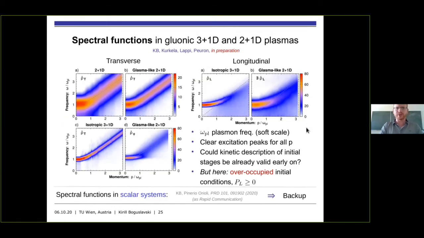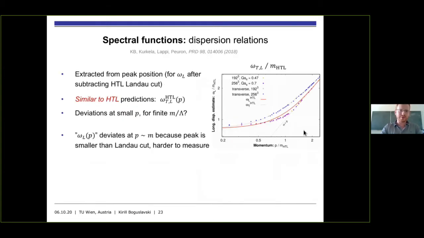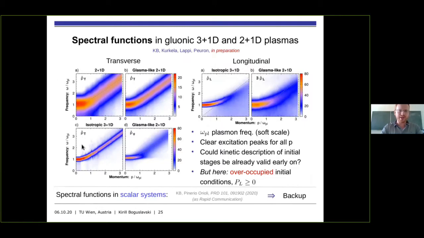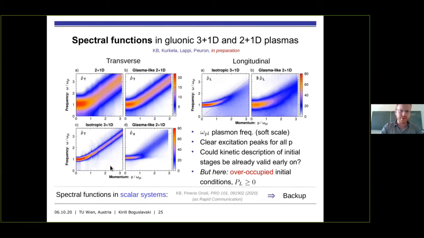Now we can go one step forward, and this is work in preparation. We can discuss the gluonic 3+1 dimensional and also 2+1 dimensional plasmas and obtain their spectral functions. Here you see the transverse ones, here you see the longitudinal polarization. For the transverse polarization, this is the isotropic 3+1 dimensional plasma that I have shown you. Before I showed you only rho; here I show omega times rho, which is meant by this rho dot. That's why you don't see the Landau damping part very well, because it is suppressed. This is frequency, this is momentum, and you see pretty much the dispersion relation you would expect.